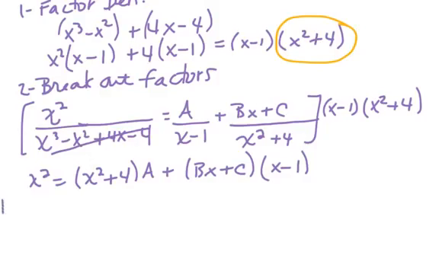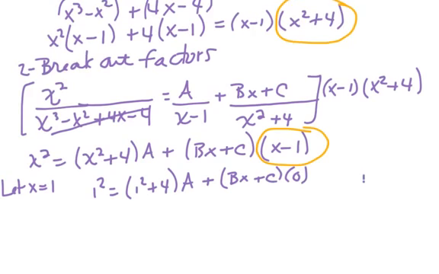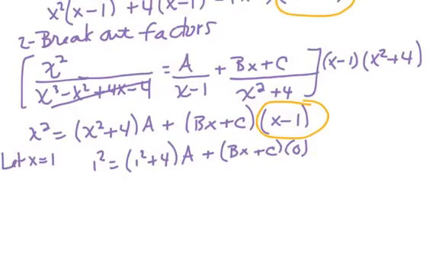So let x equal 1 because I'll be able to knock out this term. Okay? So if we let x equal 1, we get 1 squared is equal to 1 squared plus 4a, and then everything over here is going to cancel out. So we're just left with this, right? Because this is bx plus c times 0. So a is equal to 1/5. And all I did was solve the equation. So let's try and knock out another one.